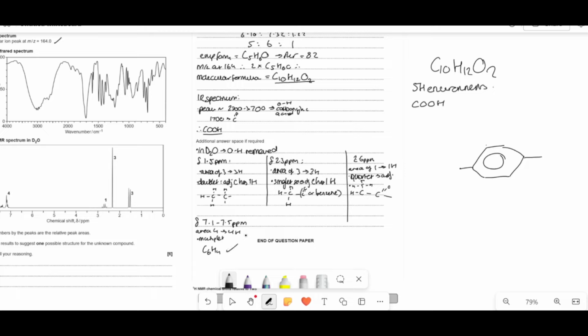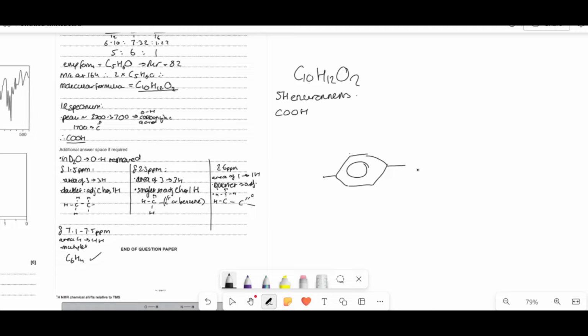Now we need to figure out where all the other pieces go. If we look here again, we had a CH3, and the adjacent carbon has 1 hydrogen. Can't really put that anywhere on this benzene. So I might put the adjacent carbon with its 1 hydrogen here, and a CH3 there, like that. That fits. That's pretty all right.